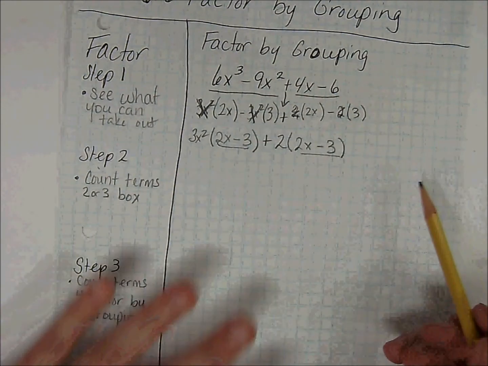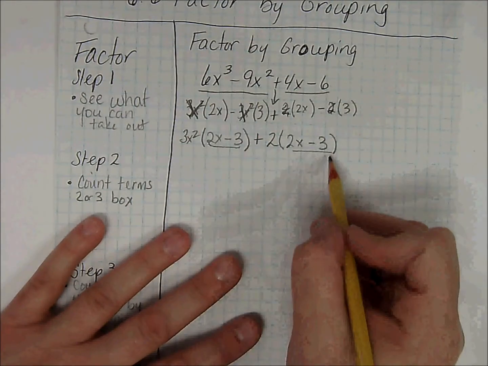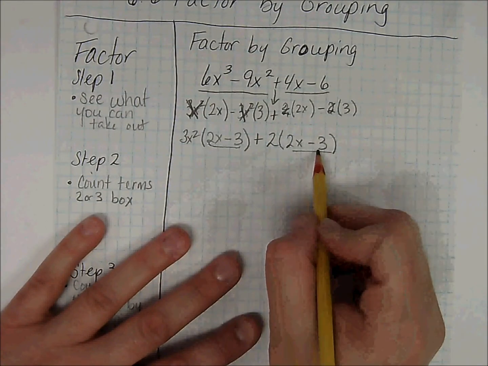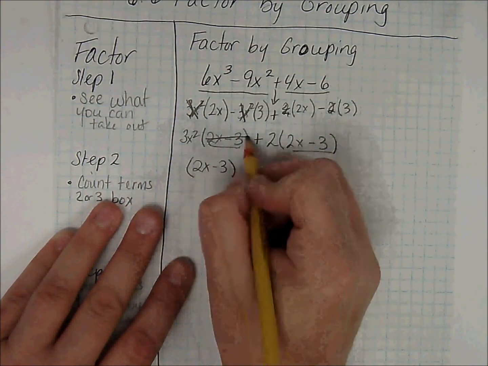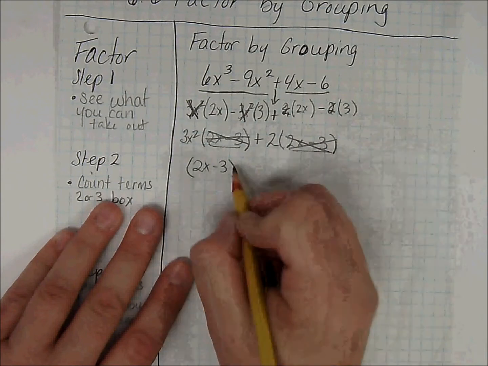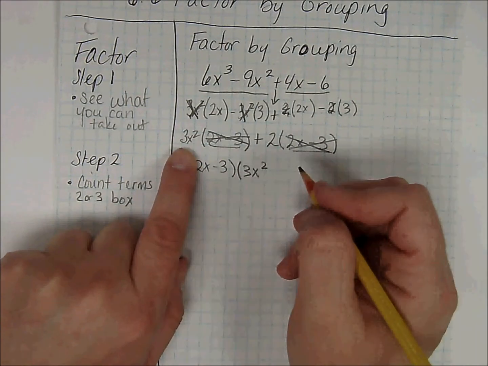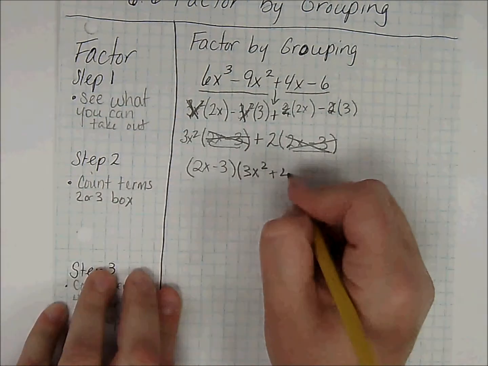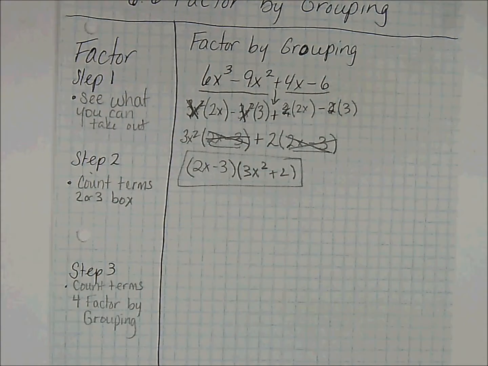And just like we took these 3's out, we're going to say, oh, they both share this: 2x minus 3. Cross it out. And in the second set, we're going to add everything that's left over: 3x squared plus 2. That is how we factor by grouping if we have 4 terms.